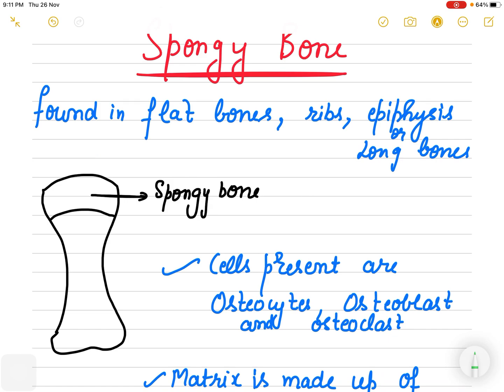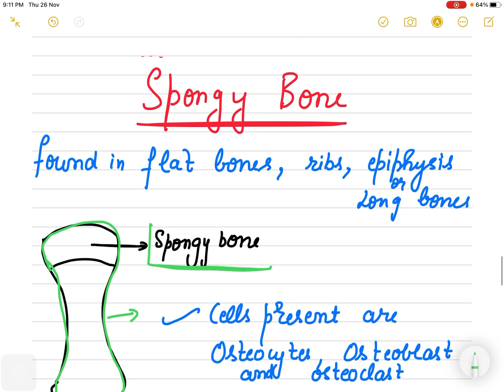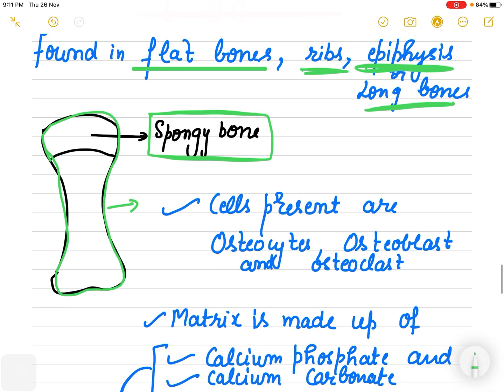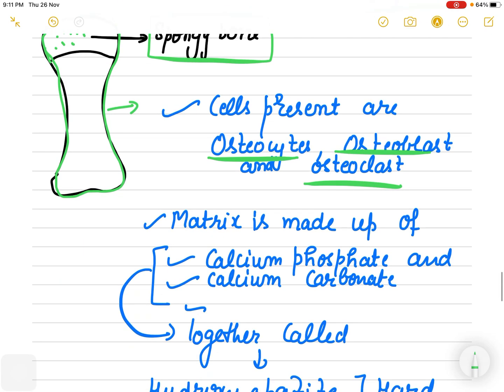Where will we usually find spongy bone? If you look at this epiphysis structure, this is the structure of a bone, and in between there is a diaphysis and the upper part is epiphysis. So long bones have spongy bone. It is found in flat bones, ribs, or the epiphysis area. There you will find spongy bone. Which kind of cells will be present here? Osteocytes, osteoblasts, and osteoclasts. No problem in that.